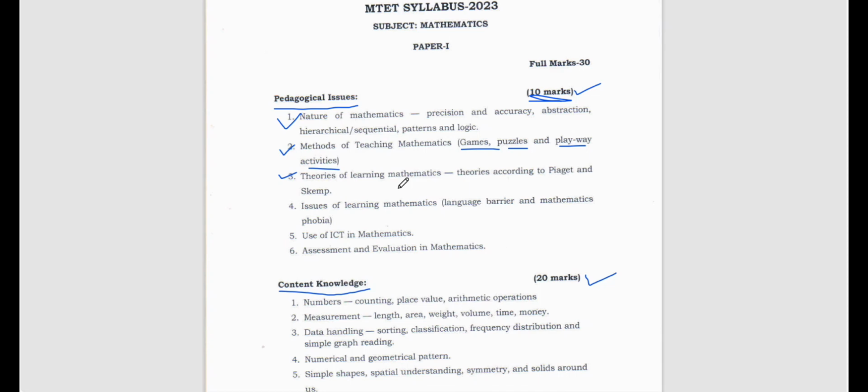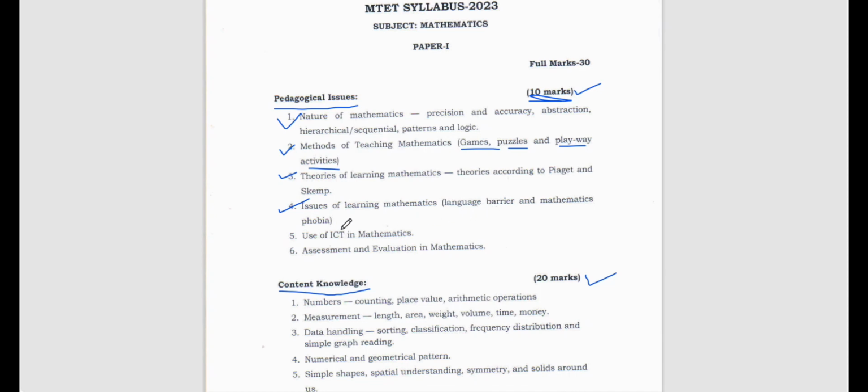I have made a dedicated video on Jean Piaget, so you can watch that, alright? Jean Piaget, then Skemp. These are the two psychologists who have given theories on learning mathematics. You have to go through that theory, and of course I will be explaining all this in dedicated videos. Now let's see number 4.